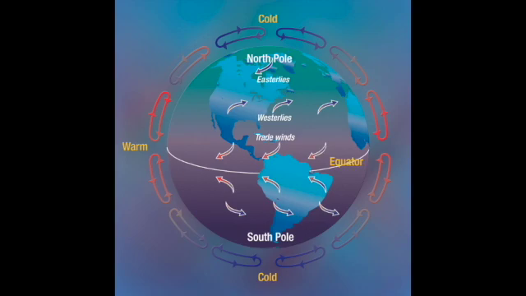This pattern, known as convection, happens on a global scale. It also happens on a small scale within individual storms.